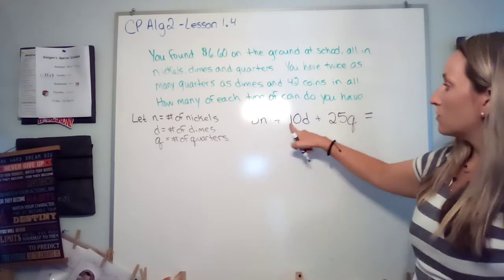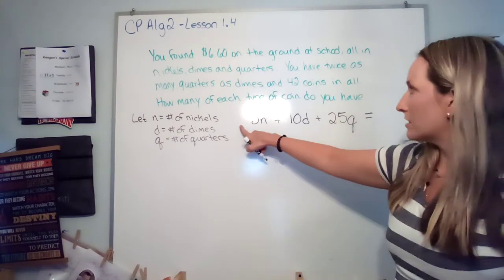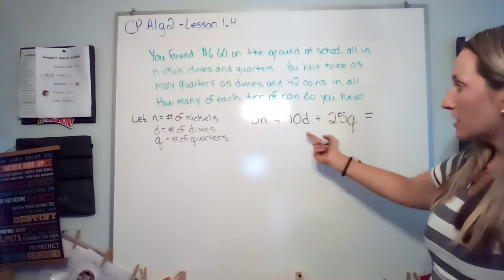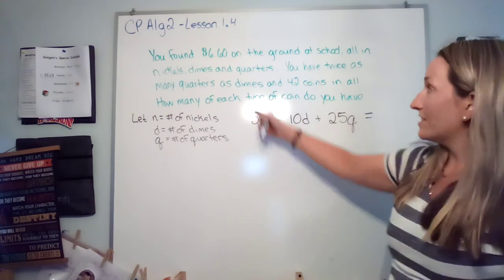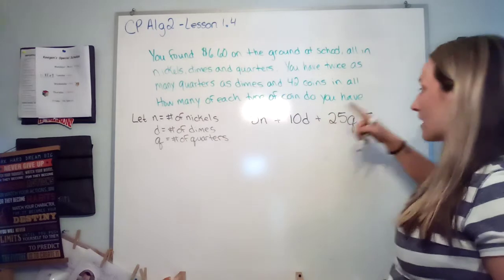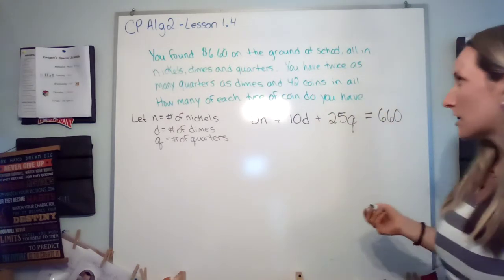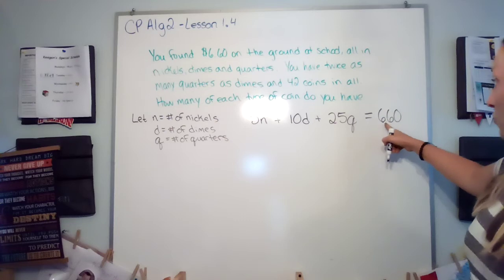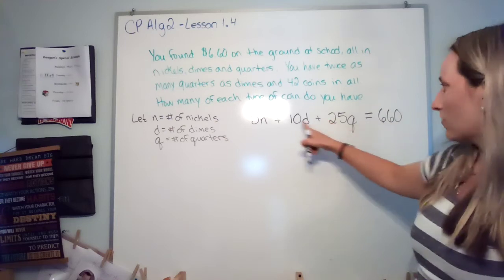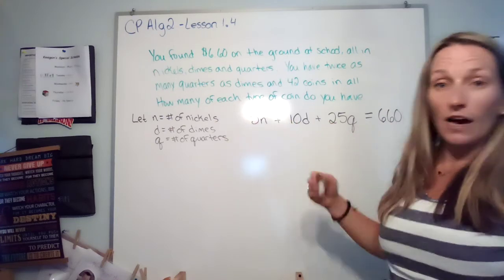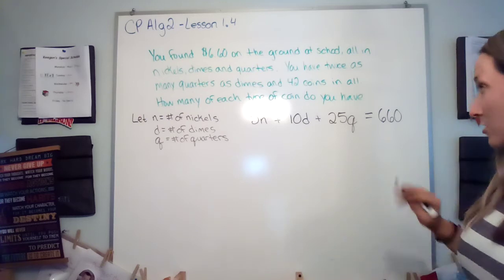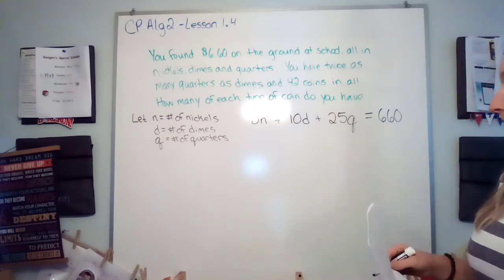Notice I didn't use 0.10, 0.25, and 0.05. I moved the decimal place 2 spots in each of the coins. So I'm going to move the decimal spot 2 places and make it 660. If you want to make it 6.60, then this needs to be 0.25, 0.10, and 0.05. I don't like to work with decimals if I don't need to, so we're going to leave it like that.